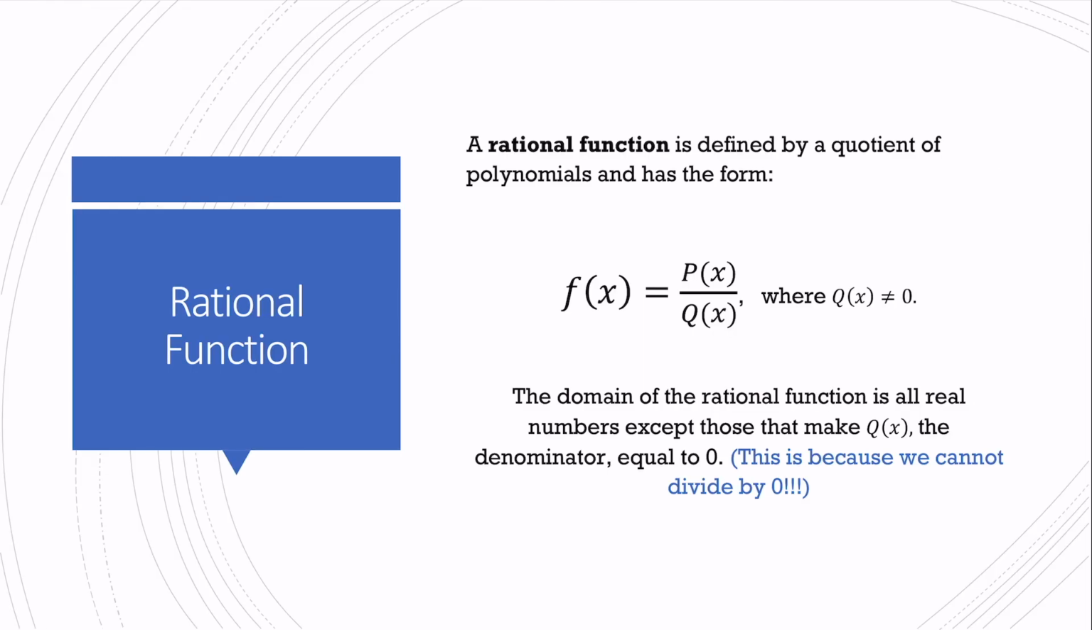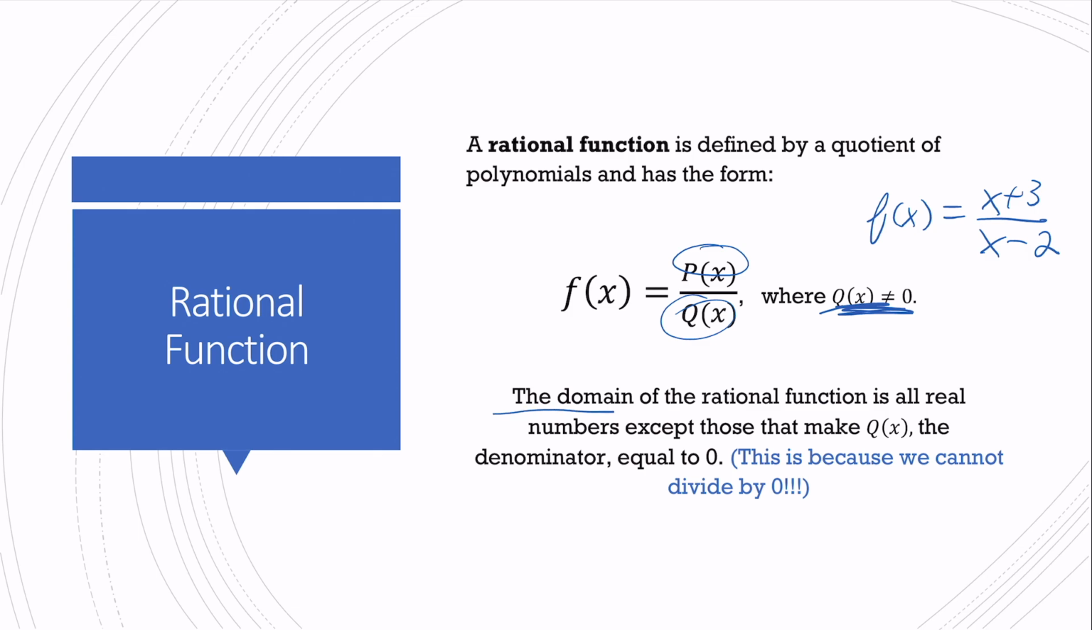So a rational function is indeed a function, right? It passes the vertical line test. It's a function defined by a quotient of polynomials. So f of x is p of x over q of x, where q of x doesn't equal 0, right? Because we can never divide by 0. So it could be something that looks like f of x is x plus 3 over x minus 2. The numerator and the denominator are both functions, right?